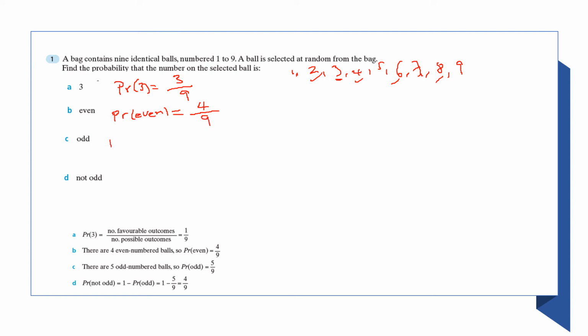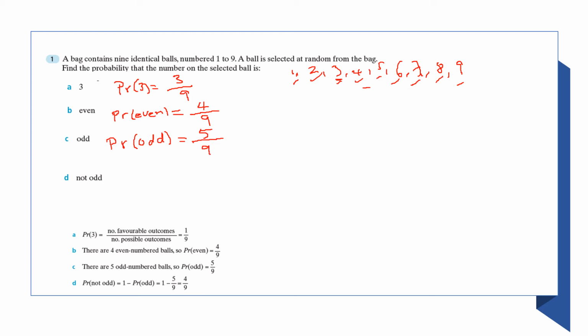What about if the ball that we select is an odd number? In this case, we do the same thing. We count the number of odd numbers we have here, which is 1, 2, 3, 4, 5. So it can be ball number 1, number 3, number 5, number 7, or number 9. So in this case, we have 5 possible outcomes of an odd number divided by 9.